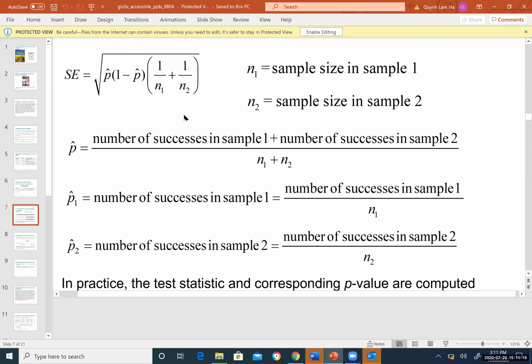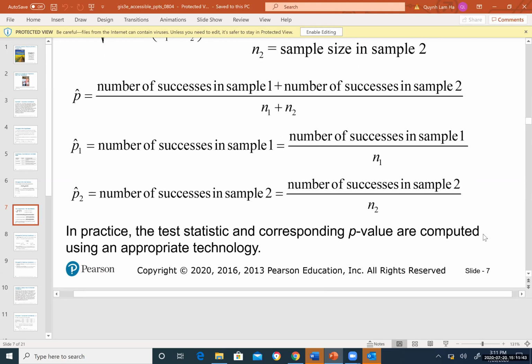You find the number of successes in sample 1, you write it here. You add it with the number of successes in sample 2, you write it here. Divided by the two added together. That's it, you're done. So if the question specifically asks about P hat 1, this is what you do. This is the formula for you to use. And for P hat 2, this is the formula too.